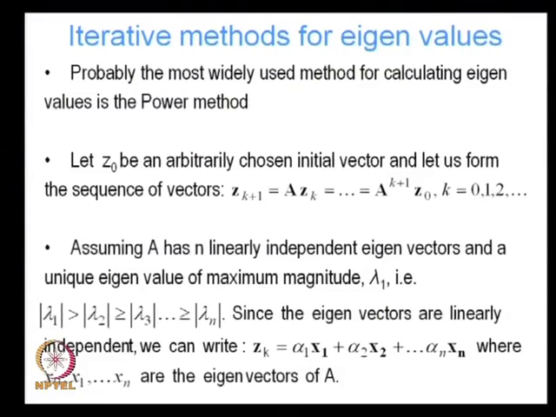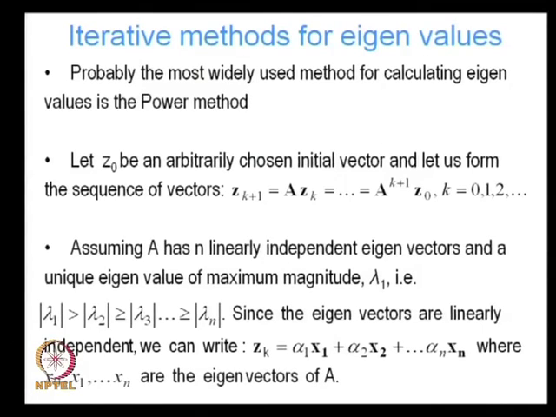So, from z0 we get z1 by taking the product of z0 with A, from z1 we get z2 by taking the product of z1 with A, and so on and so forth until we get z(k+1) equal to A operating on zk, where A is the coefficient matrix, the matrix for which I want to find the eigenvalues and the eigenvectors.